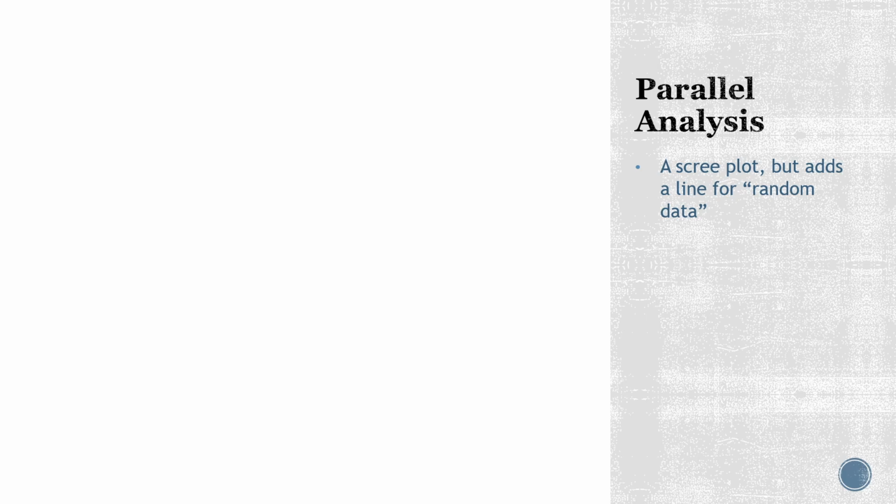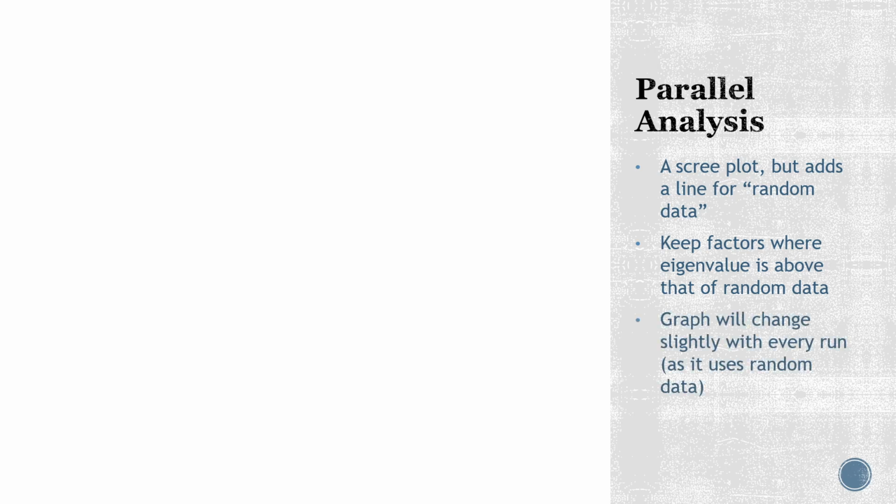The idea is, in my observed data, I want to select factors that contribute more than they would have if they just had random data. So I want to select factors that are actually making a contribution to my interpretation. The goal is to keep factors, again, where the eigenvalue is above that of random data.